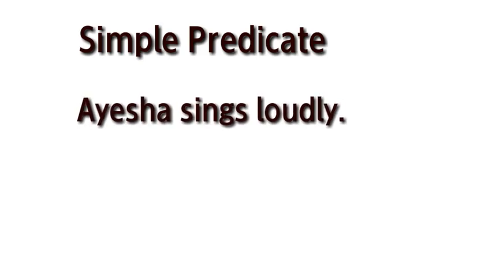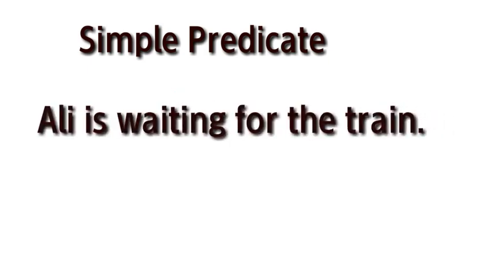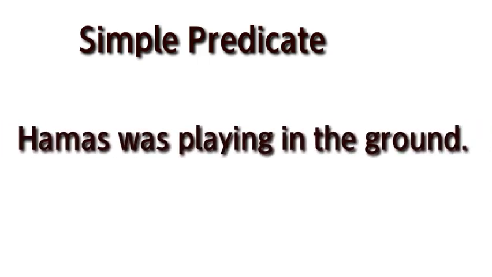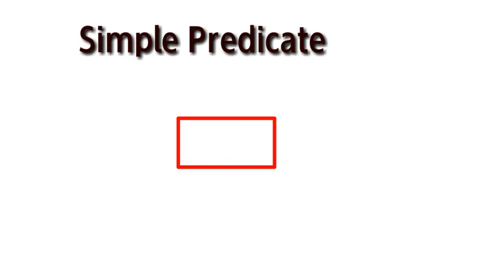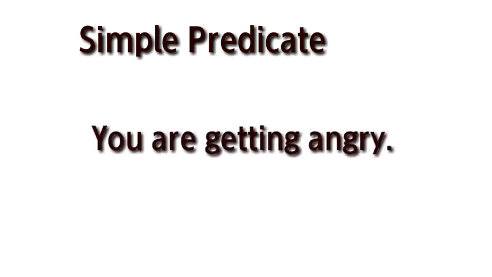Or Aisha sings loudly. So Aisha is the simple subject and sings is the simple predicate. Another example, Ali is waiting for the train. Ali is the simple subject and the simple predicate is waiting only. Hamas was playing in the ground. In this sentence, Hamas is the simple subject and the simple predicate is playing. You are getting angry. You is the simple subject and getting is the simple predicate.